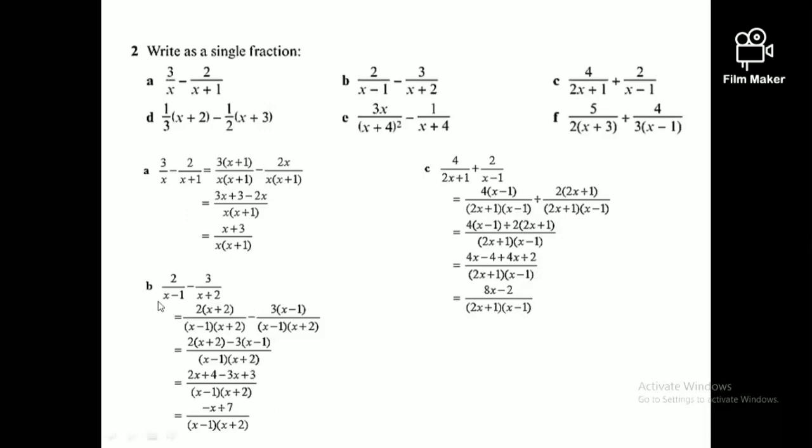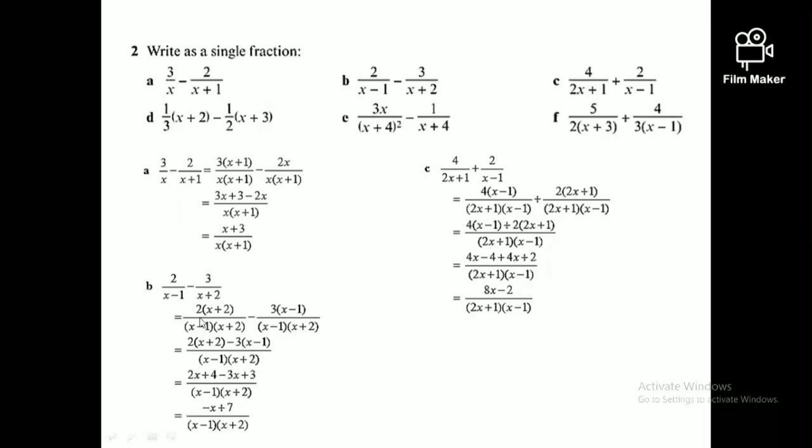Let's come to part B. 2 over x minus 1 minus 3 over x plus 2. So the LCM is x minus 1 into x plus 2. Then cover x minus 1 from this denominator. The remaining is x plus 2. Therefore, multiply this 2 with x plus 2. Minus, cover this x plus 2 from here. The remaining is x minus 1. Therefore, multiply 3 with x minus 1.